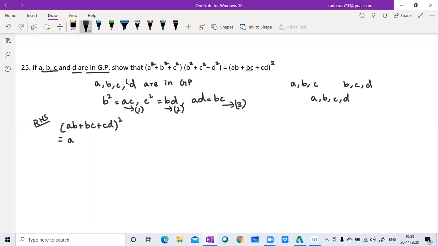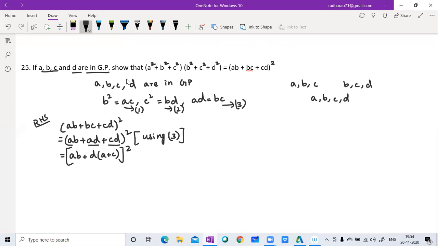So it is (ab + ...), in the place of bc, I'm going to replace with ad from equation number 3. So (ab + ad + cd)² using the third equation. Then ab + in ad and cd I have d common, so I take d common. So (ab + d(a + c))². In ad and cd what I took common? d I took common, so (a + c)².